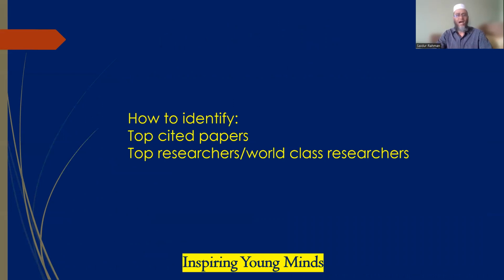Okay, now how to identify top cited papers, highly cited papers, high impact papers, and top researchers, world-class researchers. Because through analysis, it has already been found that these papers are tremendously useful. So if, let's say, a paper was cited 62,000 times, that is the hallmark of a landmark paper, and it makes sense that this paper is very useful. Why do many people use it? There must be some reason.